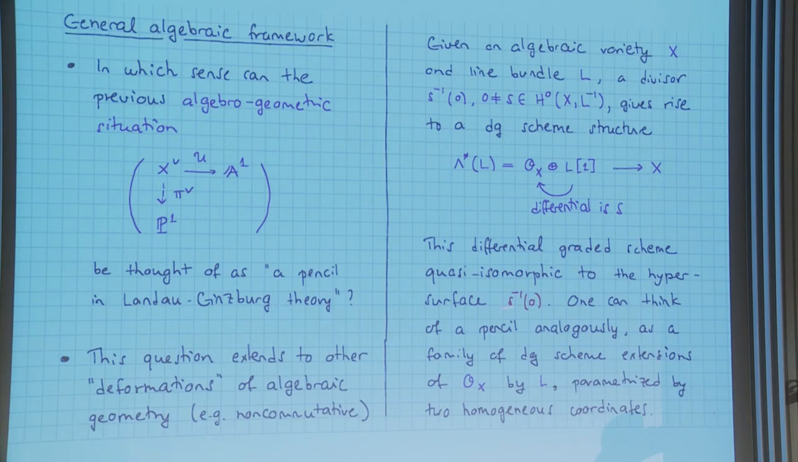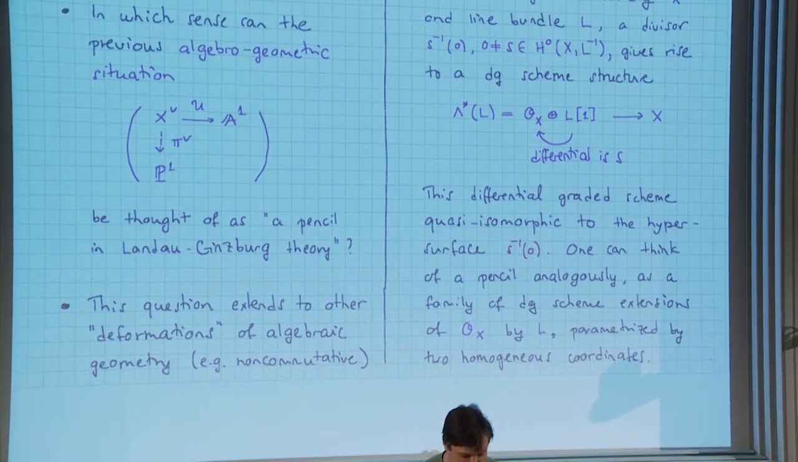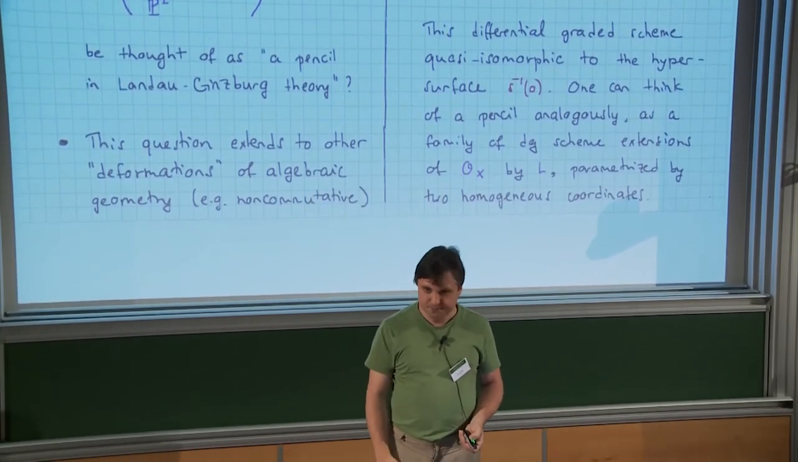And this is actually quasi-isomorphic to the hypersurface, which means this thing here is acyclic everywhere except on the hypersurface. And on the hypersurface, its cohomology is O. Okay? And it's somehow quasi-isomorphic in some DG algebra sense. So the motto is that when I think of this hypersurface here, I want to think of it as an extension of X by this line bundle. And the same thing is if I have a pencil, I want to think about it as a family of extensions of X by the line bundle that's parameterized by the projective line, so it's parameterized by two homogeneous coordinates.